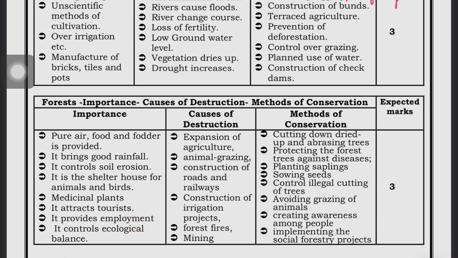Very important point. What are the causes of destruction? Why is the forest being destroyed? It is due to expansion in agriculture. It is one of the reasons. Animal grazing, construction of roads and railways. This is the major thing happening nowadays. Construction of irrigation projects, forest fires, and mining, which is actually happening on a very large scale.